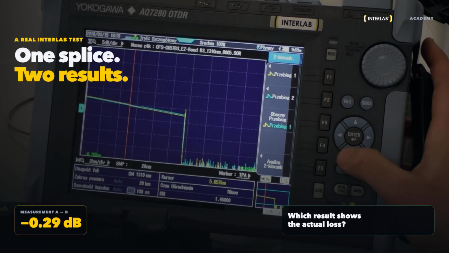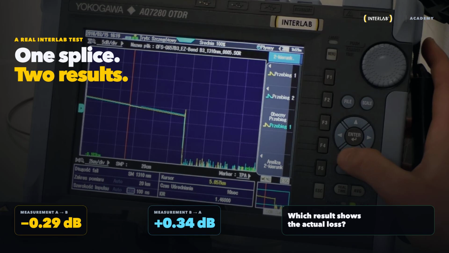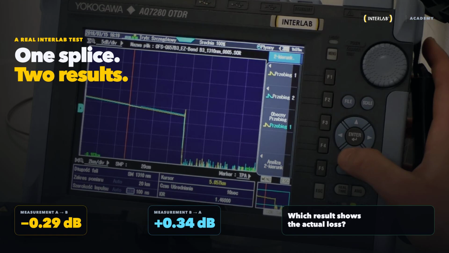One splice, two measurements. From one direction, minus 0.29 dB; from the other, plus 0.34. If we saw only the first result, we would have to believe that a splice can amplify light. If we judged only the second, a very good splice could look suspicious. Both readings are real, but neither one on its own shows the actual splice loss. So let's run the complete test.